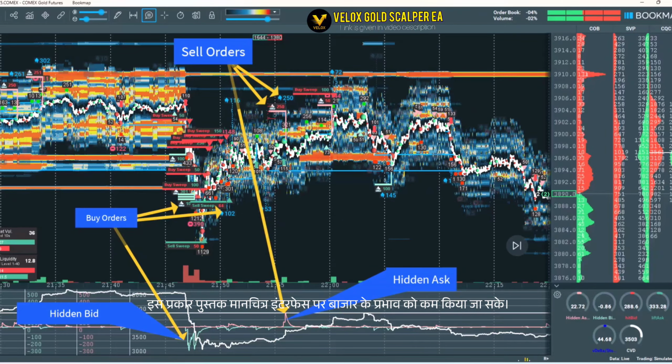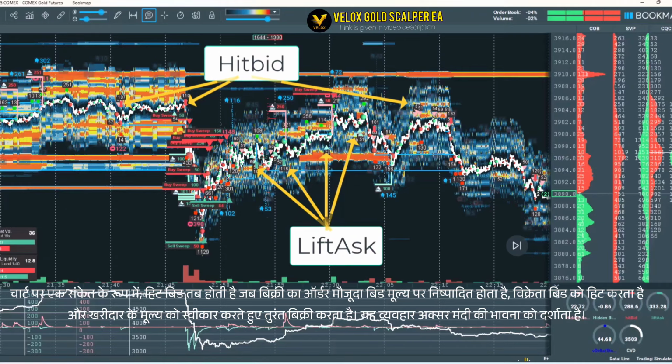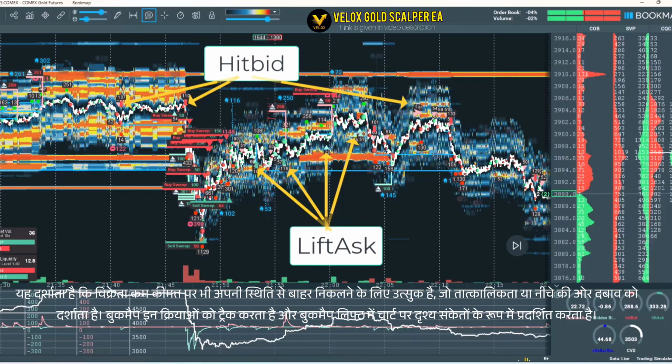Hit bid. A hit bid happens when a sell order is executed at the current bid price. The seller hits the bid, accepting the buyer's price to sell immediately. This behavior often reflects bearish sentiment, showing that the seller is eager to exit the position, even at a lower price, demonstrating urgency or downward pressure. Bookmap also tracks and displays these actions as visual signals on the chart.